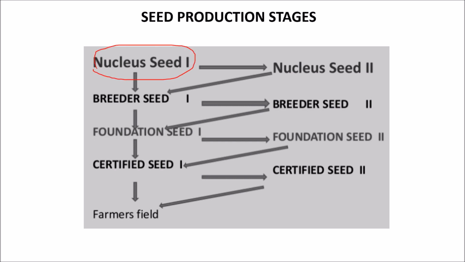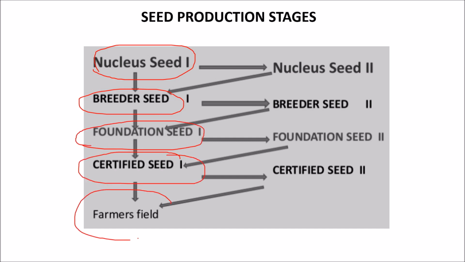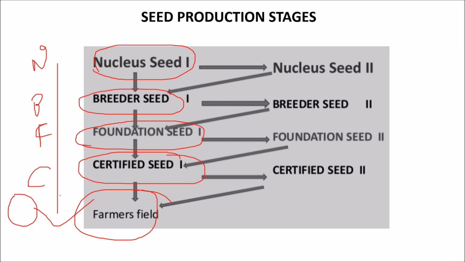Initially, first is the nucleus seed, the basic seed. Second is the breeder seed, developed by the breeders under various supervision activities. Then we have the foundation seed, followed by the certified seed, and finally the seed is going to go on the farmer's field. So now is the time when the farmer is receiving the seed. You need to know the sequence: nuclear seed, breeder seed, foundation seed, certified seed. This is how the sequence goes.